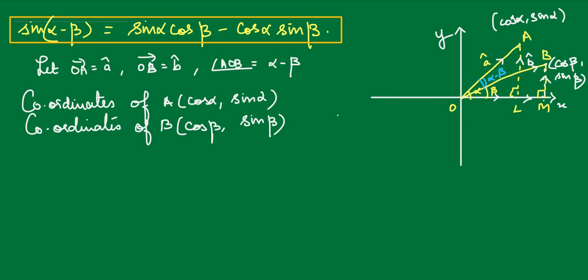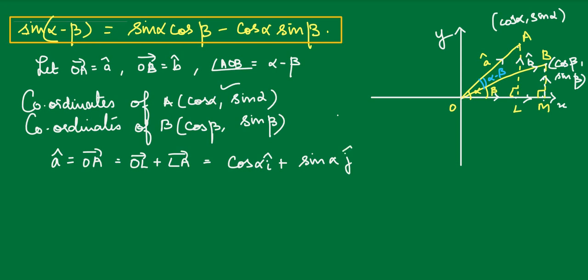Here we are going to find what is A cap. A cap is equal to OA vector, which is equal to, like the previous problem, OL vector plus LA vector, which is equal to the first coordinate, that is cos alpha i cap plus sin alpha j cap. Similarly, B cap is equal to OB vector, which is equal to OM vector plus MB vector, which is equal to cos beta i cap plus sin beta j cap.